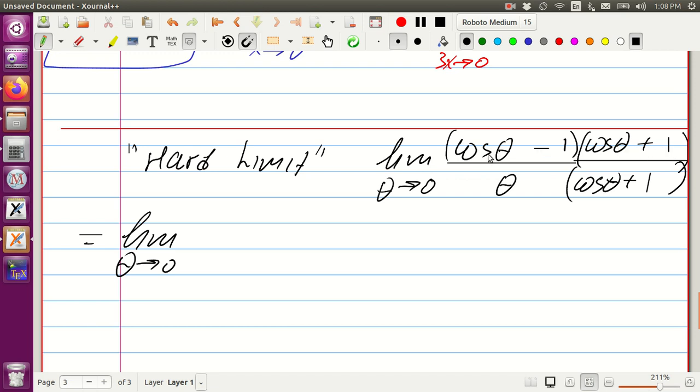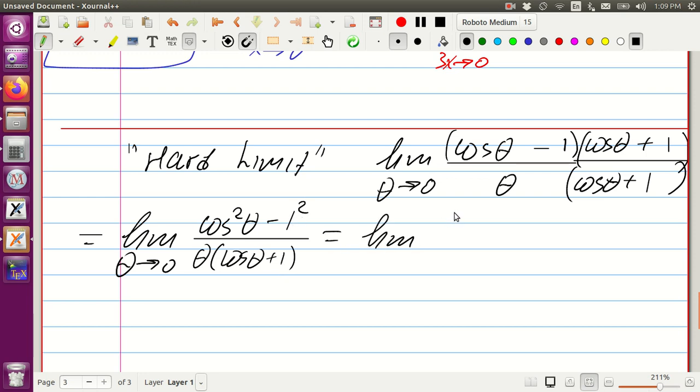What does it mean for us? It's a minus b times a plus b, so it's a difference of squares. We're going to get cosine squared of theta minus 1 squared, and on the bottom, we get theta times cosine of theta plus 1. So let's try to see. 1 squared is just 1. So we have the limit of cosine squared of theta minus 1 divided by theta times cosine of theta plus 1. That's what we have gotten.